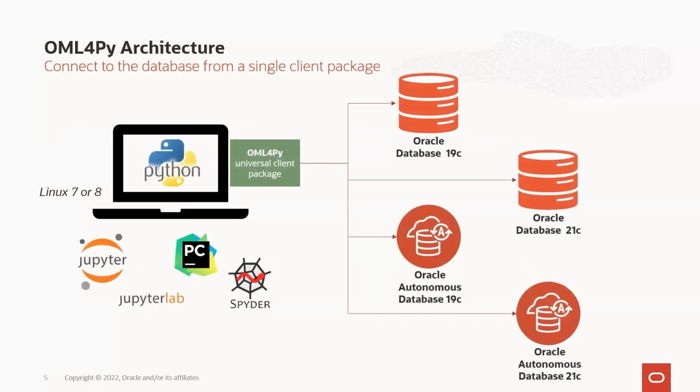Here's a look at the OML4Py architecture. The Universal Client package is installed on the client system. Today we support Linux 7 and 8, and you can use the client directly from the Linux command line, or you can use your favorite notebook or Python IDE. This client connects to Oracle Autonomous Database 19c or 21c, either on premises or in the cloud. And if you have access to both Autonomous Database and on-premises Oracle Database, you can connect to both database environments from a single standalone client package.